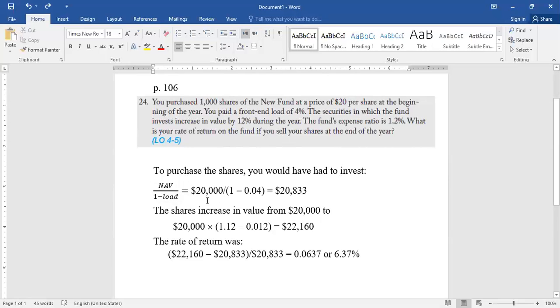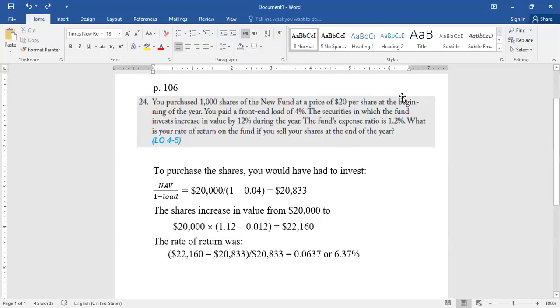I divide the net asset value by 1 minus load. I have a front-end load of 4%, which is 0.04. So my net asset value, which is $20,000, I divide that by 1 minus 0.04. So to purchase these shares, I have to invest $20,833 at the beginning of the year.